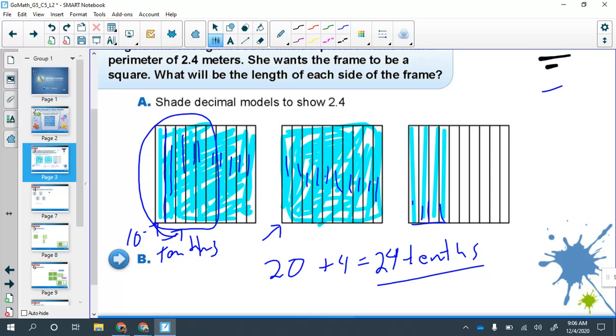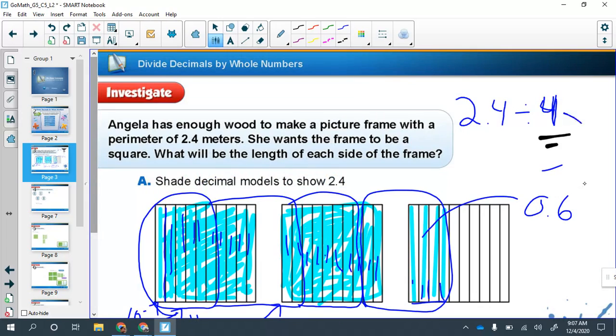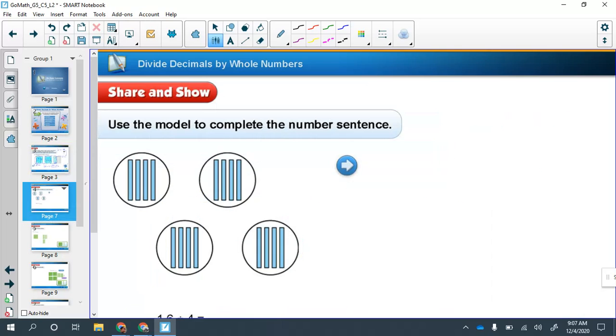So let's try it. So this is 6/10. Here we have 4. We'll grab 2 out of this next one, right? So that's another 6/10. Let's see, here are 6 more tenths. We have 2 left here and 4 over here, which is another 6/10. So we end up with 4 groups, and each group has a value of 6/10. So the answer then to 2 and 4/10 divided by 4 is in fact 6/10.